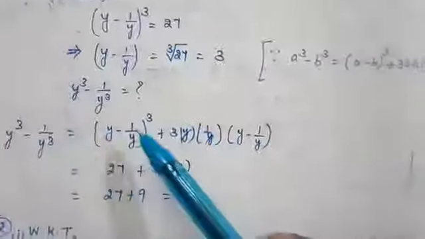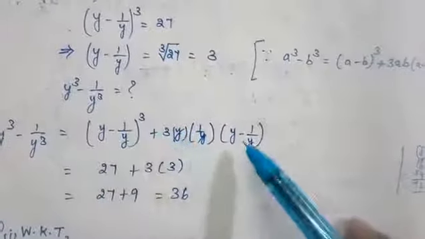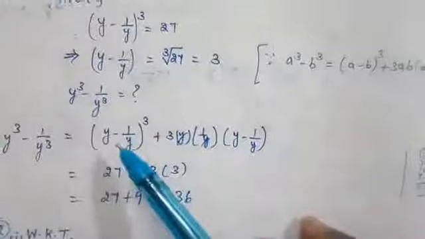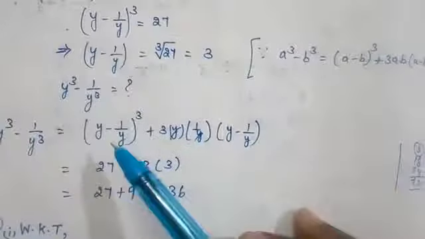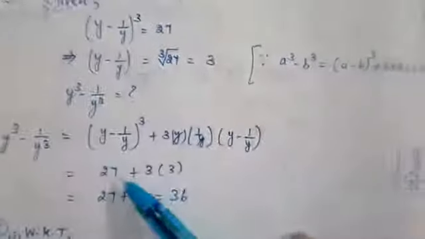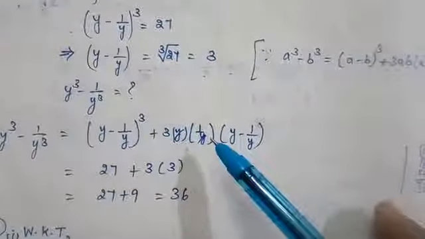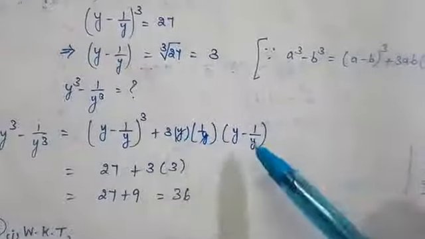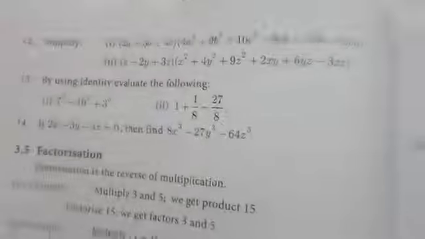So the a cube minus b cube formula: (a minus b) whole cube plus 3ab into (a minus b). Here a is y, b is 1 by y. We have to substitute. We get (y minus 1 by y) whole cube, 27 already given, plus 3 into y into 1 by y. Numerator y, denominator y cancel. So 3 into 3. 27 plus 9, that is equal to 36.